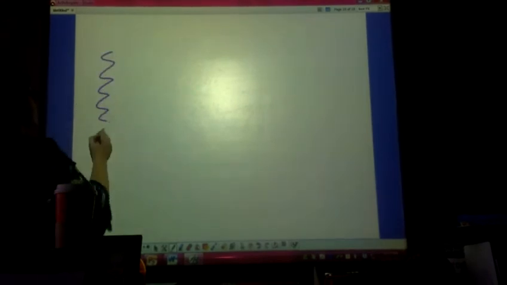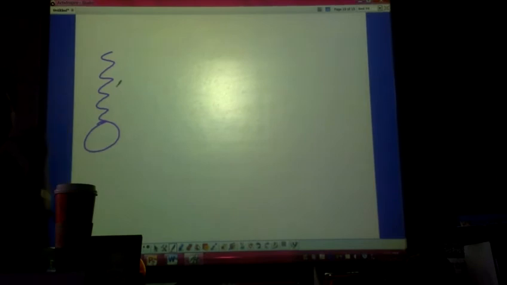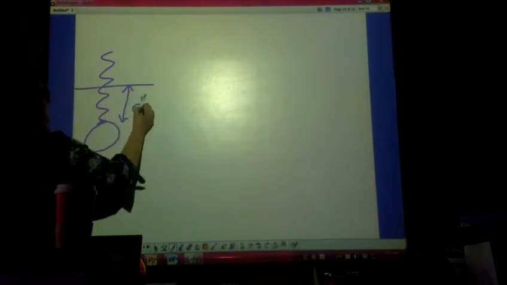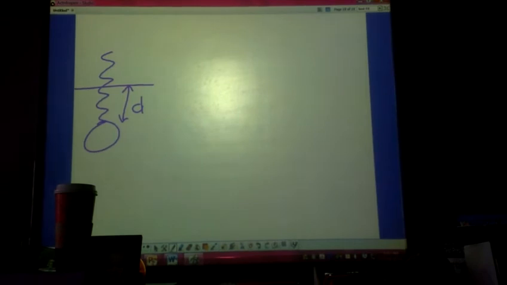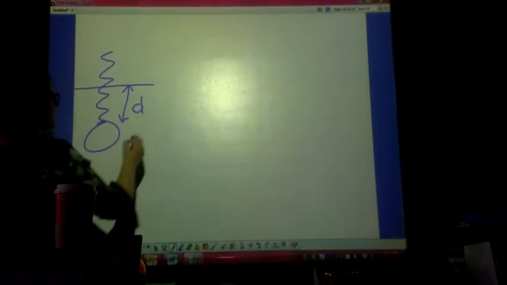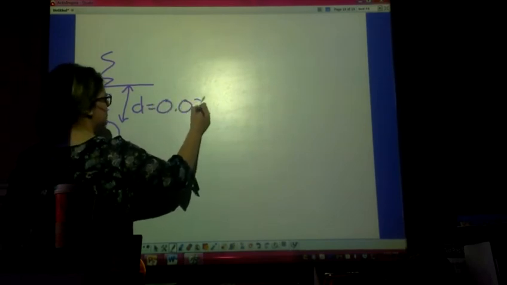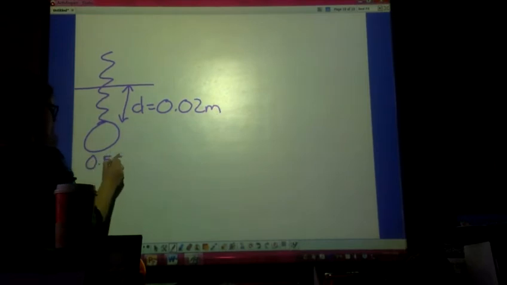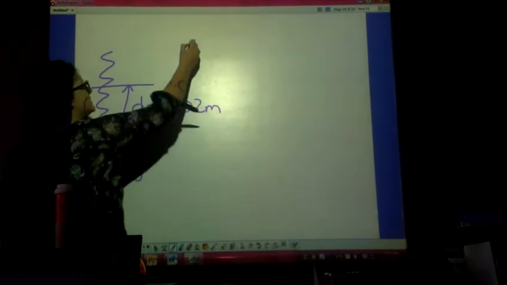Okay, so we had our spring, it was attached to a mass, there was the displacement. Displacement was 2 centimeters, so let's just go ahead and call that 0.02 meters. And then the mass of that was 0.55 kilograms. What is k?